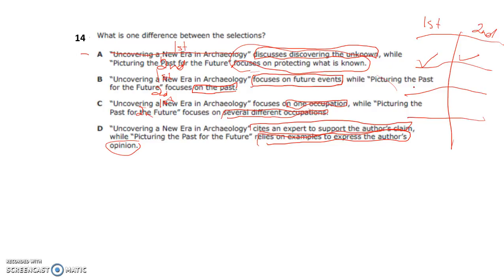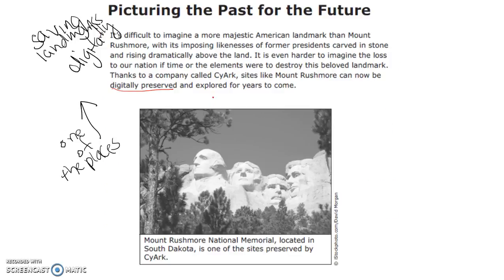Whoops, number 14. So this is a no. That is not being focused on the future. So really, without even checking this, you can say this is wrong. But just to make sure, is picturing the past for the future, is that one focusing on the past? It's this passage.